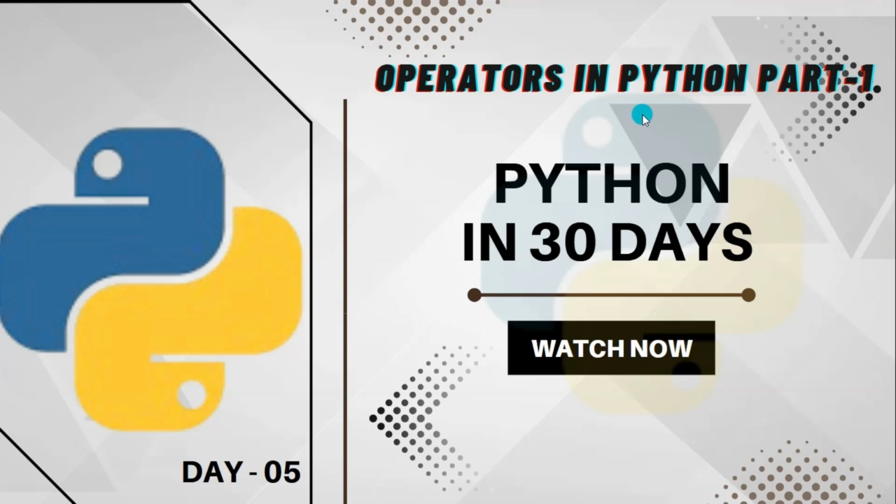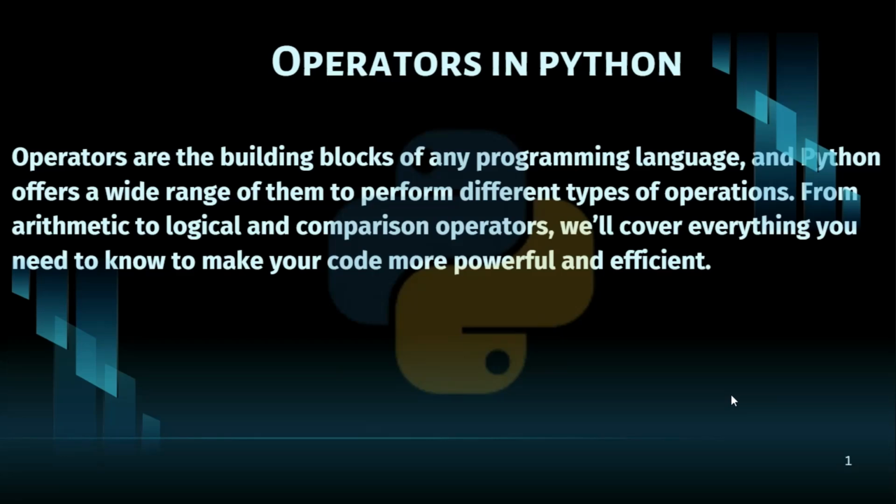Alright, so let's start. This is part 1, and in the next video you will see part 2. First, let us understand operators in Python. Operators are the building blocks of any programming language, and Python offers a wide range of them to perform different types of operations, from arithmetic to logical and comparison operators. We will cover everything you need to know to make your code more powerful and efficient. Let's get into the Jupyter notebook and understand arithmetic operators, comparison operators, logical operators, Boolean operators, and assignment operators.